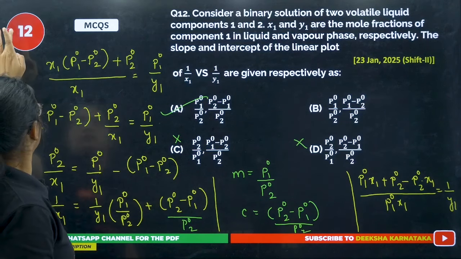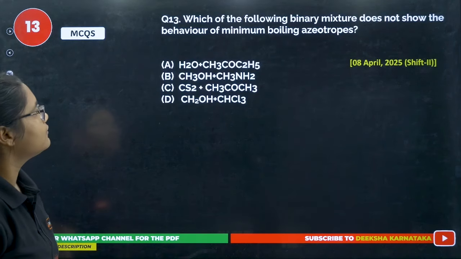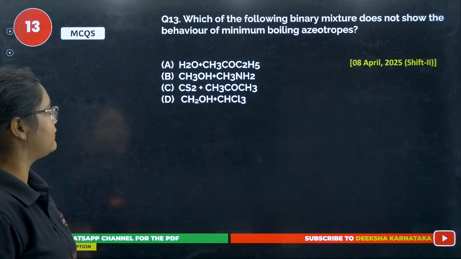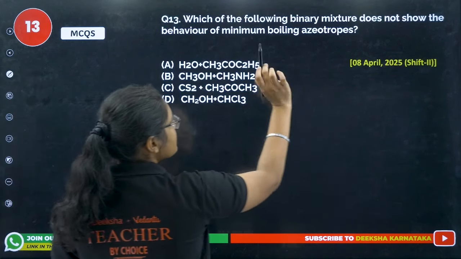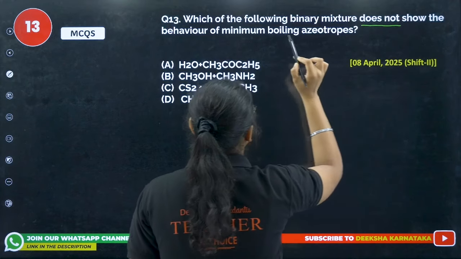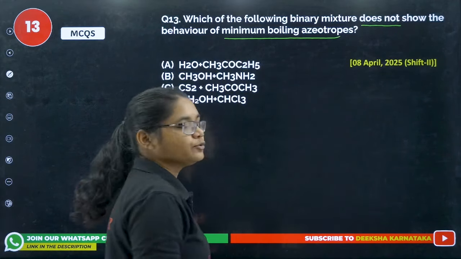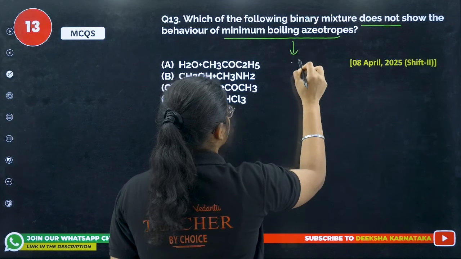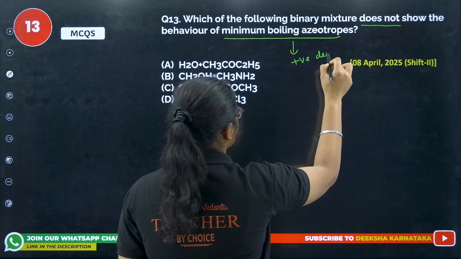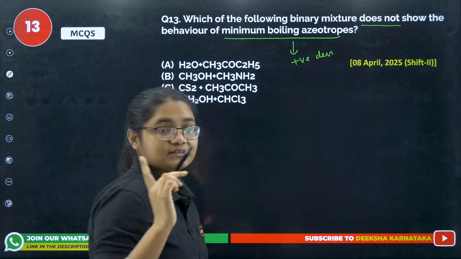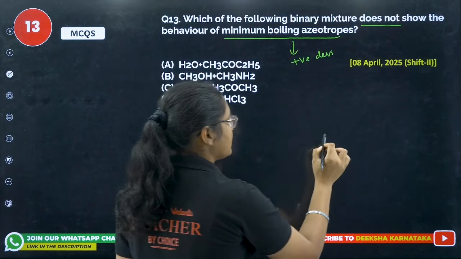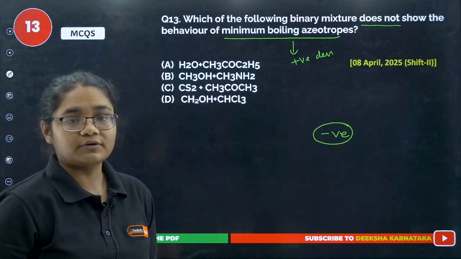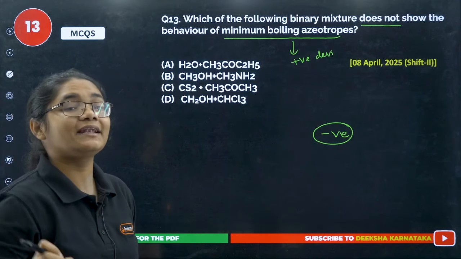Next, moving to question number 13. Which of the following binary mixtures does not show the behavior of minimum boiling azeotrope? Two important keywords: does not show and minimum boiling azeotrope. If you remember, minimum boiling azeotrope is shown by positive deviation, right? It does not show positive deviation, means the question is asking about negative deviation. So which of the following does not show positive deviation or will show negative deviation?